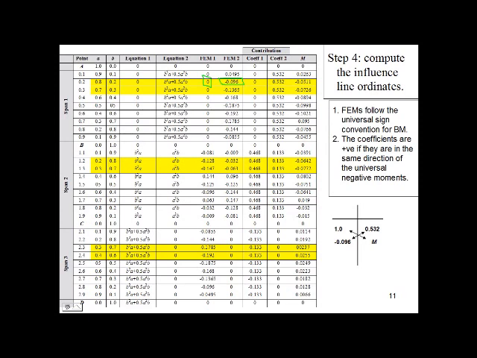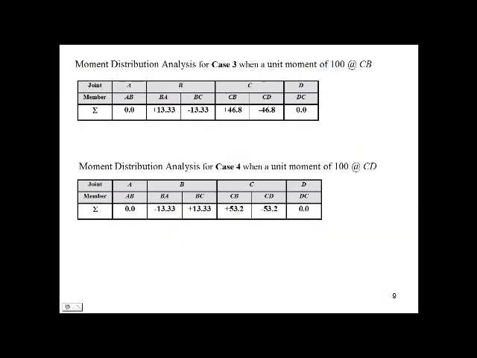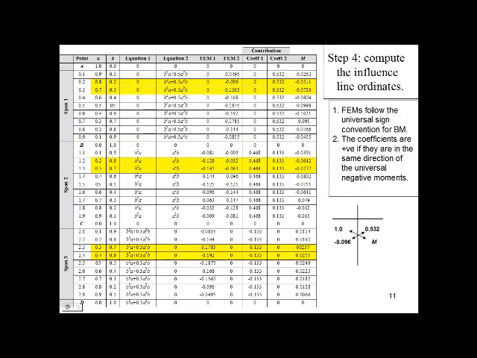When a unit moment was applied at end BA, a moment of 0.532 in the same direction of the universal negative moment was developed at end BA. Now, if one kip foot caused a moment of 0.532 kip foot, what would be the moment if we apply negative 0.096 kip foot?